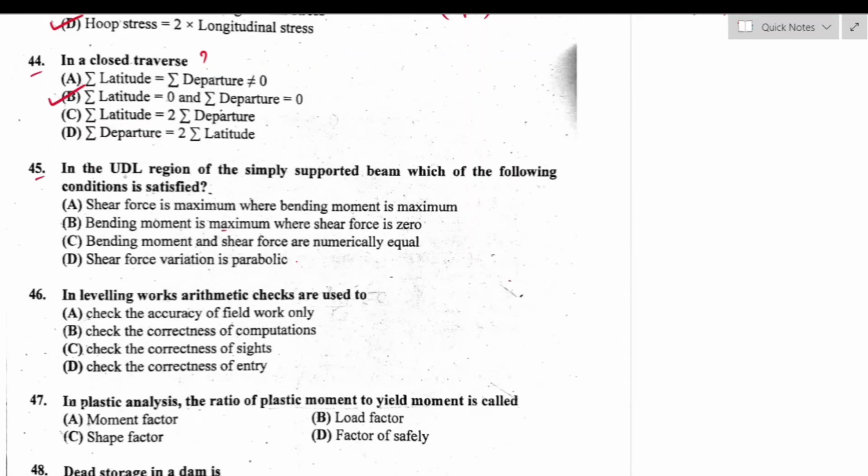Question number 45. In the UDL region of a simply supported beam, which of the following conditions are satisfied? Let's check the following conditions whether it is true or false. Option A. Shear force is maximum where bending moment is maximum. This statement is false because shear force is minimum where bending moment is maximum. Option B. Bending moment is maximum where shear force is 0. This statement is true.